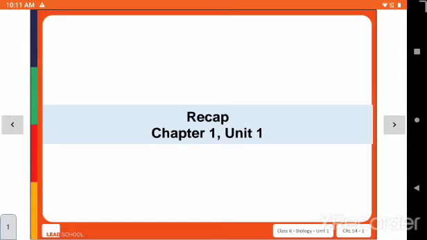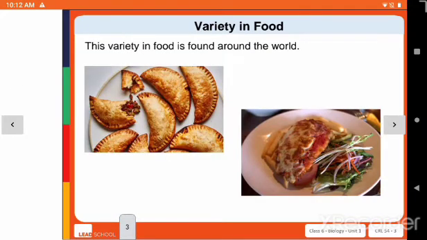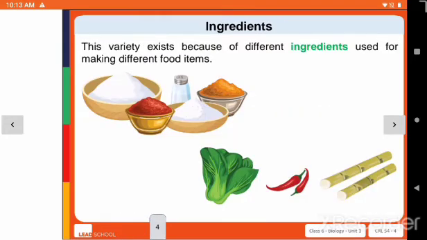Chapter number 1, Unit 1. Variety in food. There is a lot of variety in food eaten across India. So we have read this. This variety in food is found around the world. Now we will do ingredients. This variety exists because of different ingredients used for making different food items.